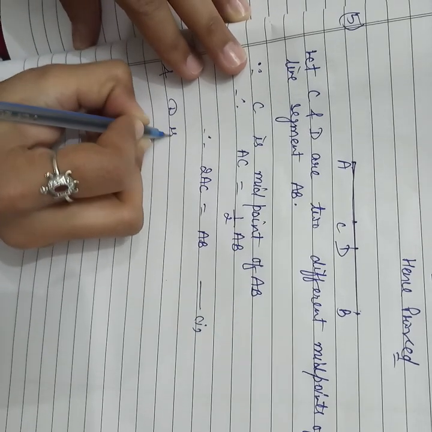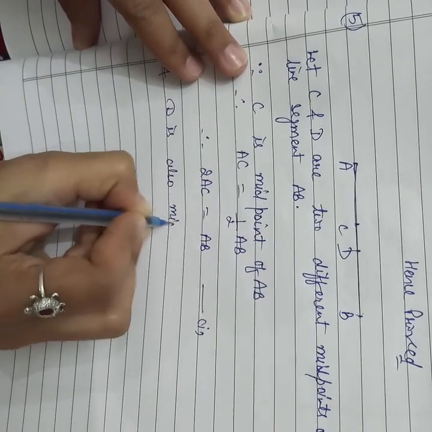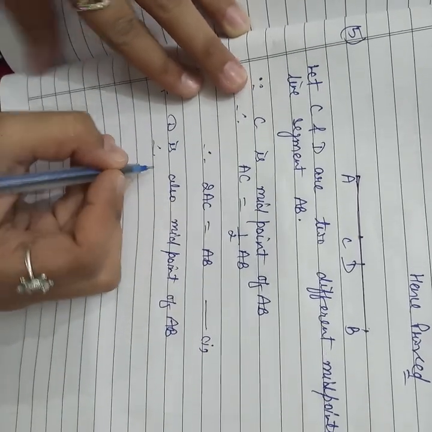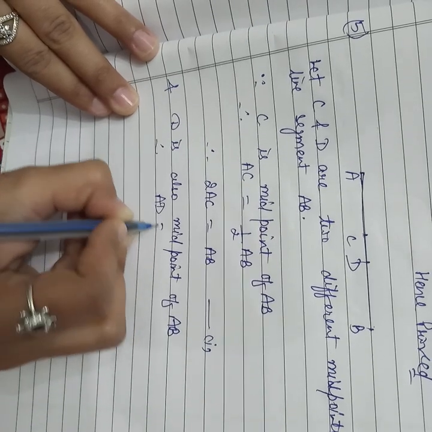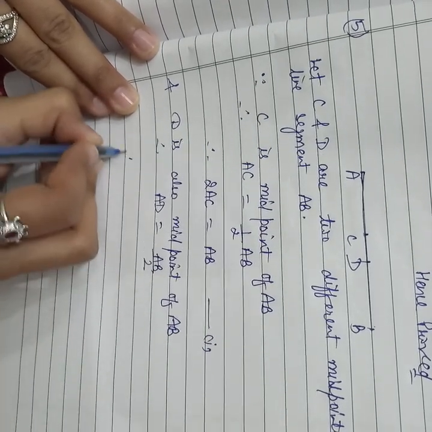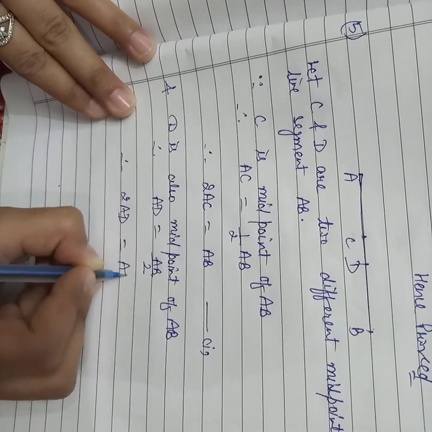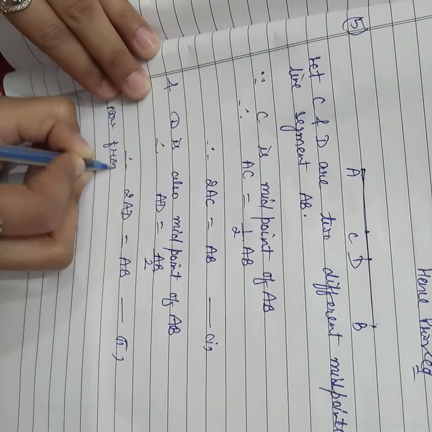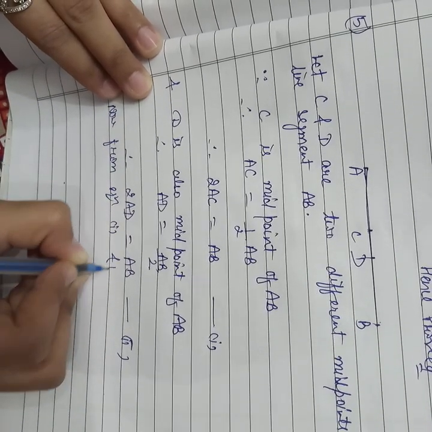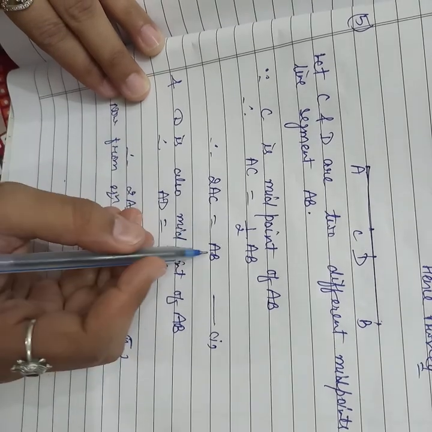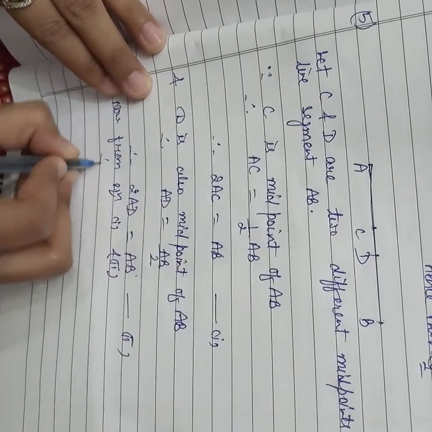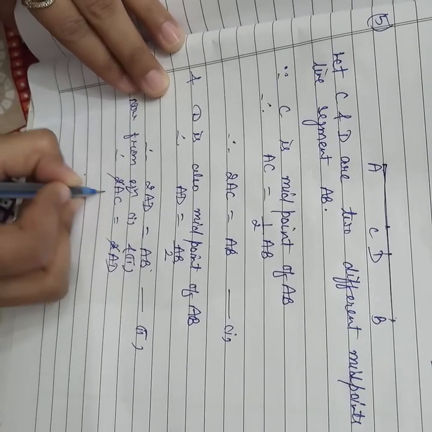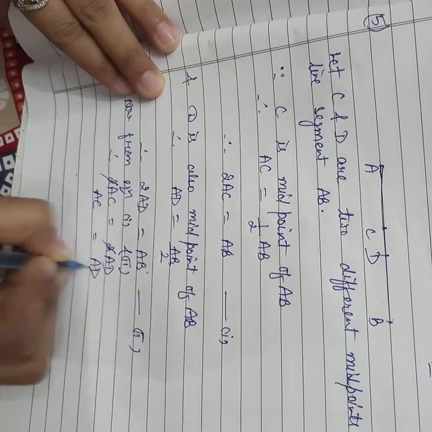And D is also a midpoint of AB. Therefore AD equals half of AB. Therefore 2AD equals AB. Now from equation first and second, these both are equal to AB. Therefore 2AC equals 2AD. 2 and 2 are cancelled out. Therefore AC equals AD.